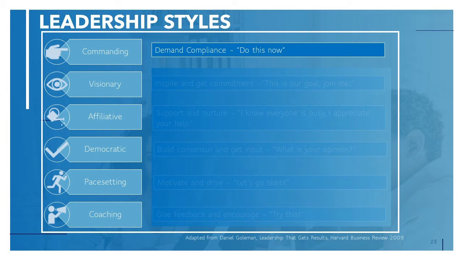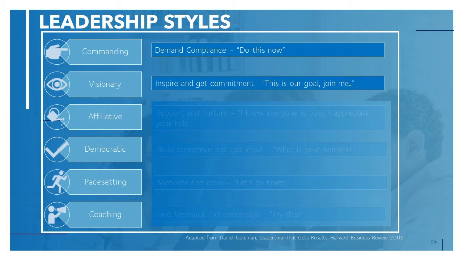Commanding. Commanding is when you demand compliance by saying something like, "Do this now or else." It's very forceful, it's very direct, it's very aggressive. It works for the short term, however, if you have to demand compliance to get something accomplished. But if this is your style 100% of the time, people are going to shy away from you and aren't going to want to work with you.